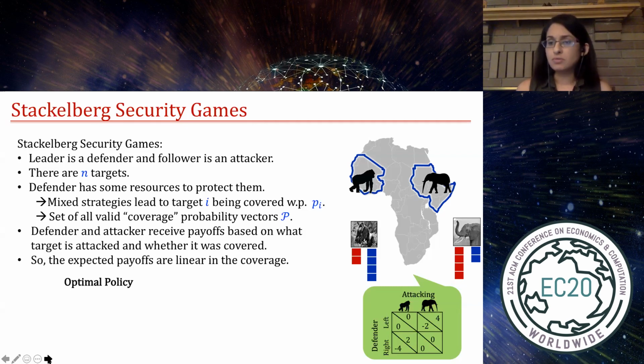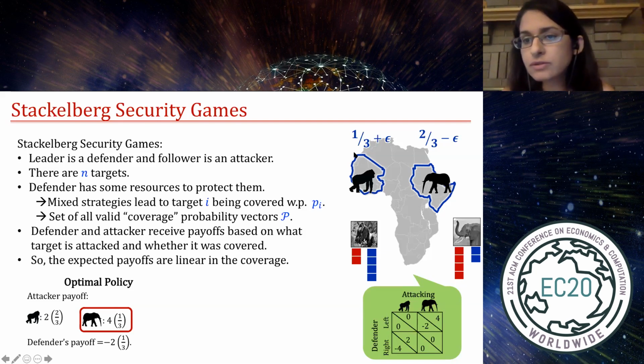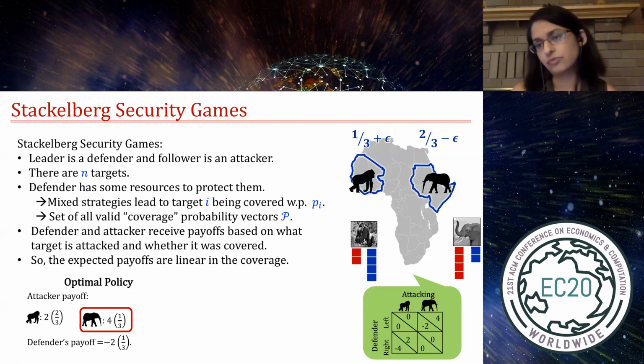Now, what is the optimal policy here? One optimal policy is that the defender will split its one resource to spend 1/3 of the time protecting the gorillas and 2/3 of the time protecting the elephants. Now, what does the attacker payoff look like here? If the attacker were to attack gorillas, it will succeed with probability 2/3, because I wasn't there with probability 2/3, and will draw a utility of 2. So the utility in expectation is just 4/3.